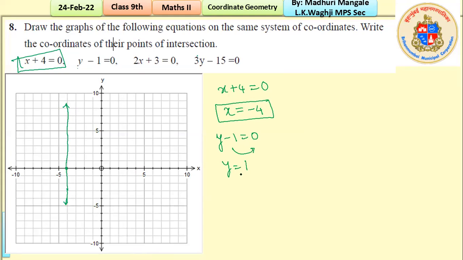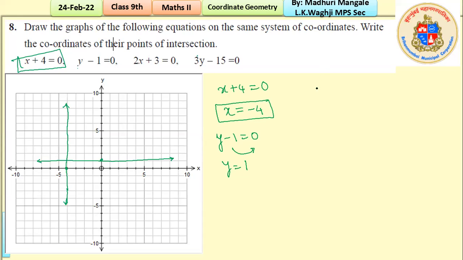It will become y equals to 1. So the line will be passing through y equals to 1. Y equals to 1 is this point, and the line is like this. It will be passing through y equals to 1.